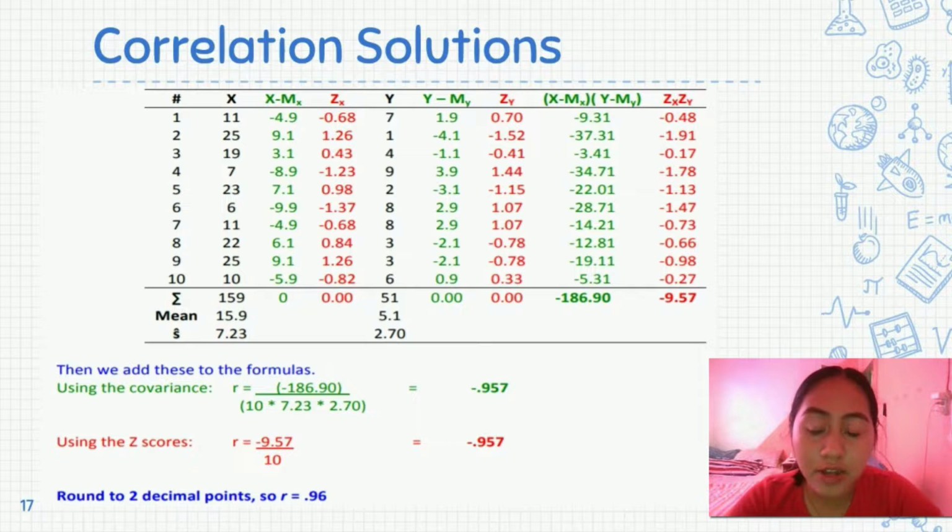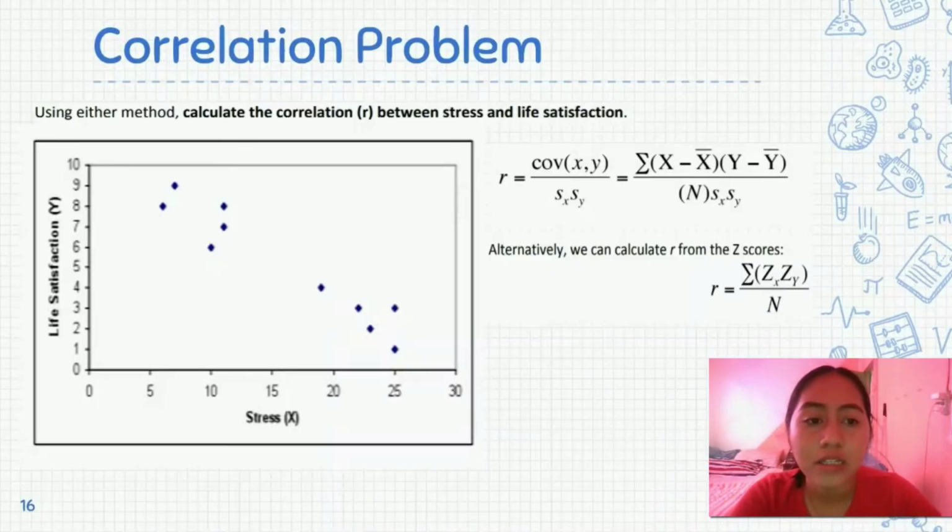So using the covariance to solve the correlation, r equals negative 186.90, the summation of x minus mx times y minus my, over 10, the n, the number of participants, times 7.23, the standard deviation of x, and 2.70, the standard deviation of y. And the answer will be negative 0.957.